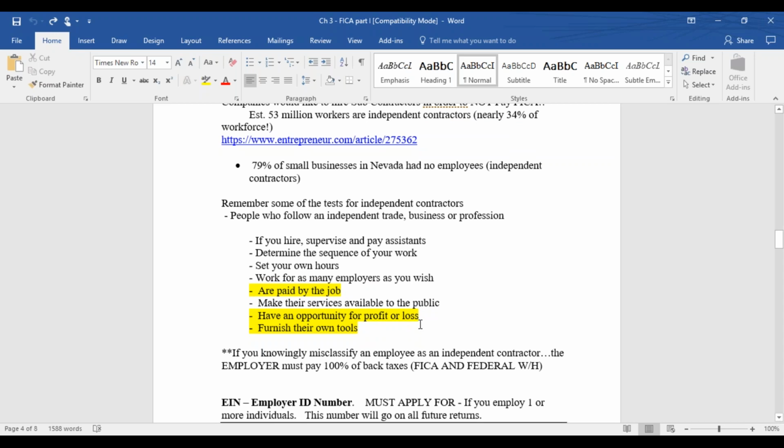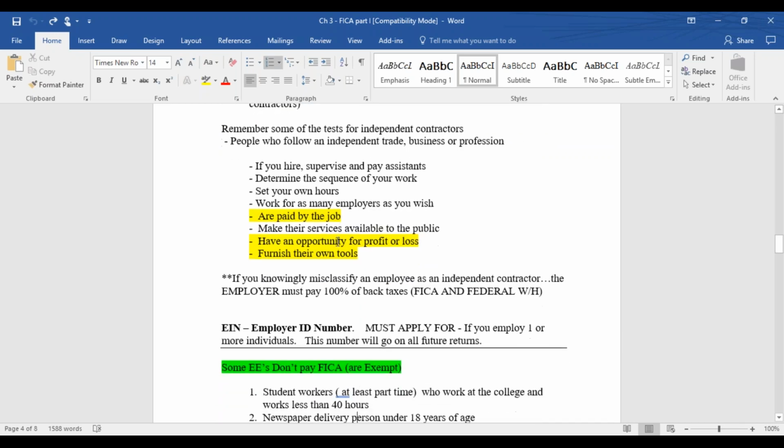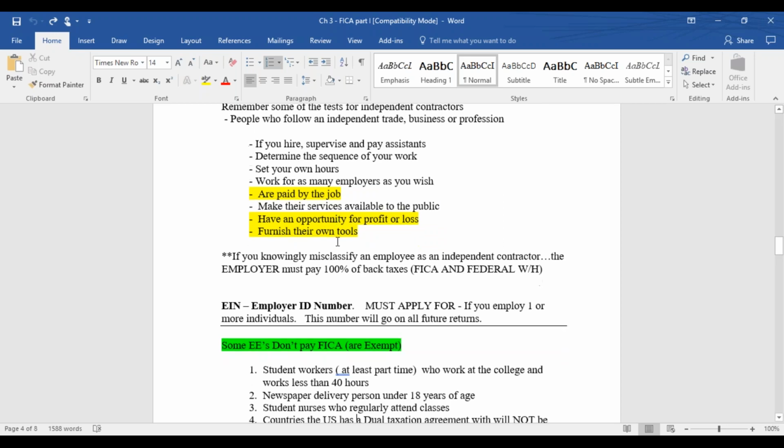A couple other ones here: you're an independent contractor if you have the opportunity for a profit or loss. If you get the job done quickly, you're going to do better. You're going to get more money because you're spending less time. If you have to provide your own equipment, there's a good chance you're an independent contractor. Here are some of the other items as well that I thought were somewhat significant in determining if you're an independent contractor or not. You may not hit every one of those, but as long as you hit a majority, you would be considered an independent contractor.